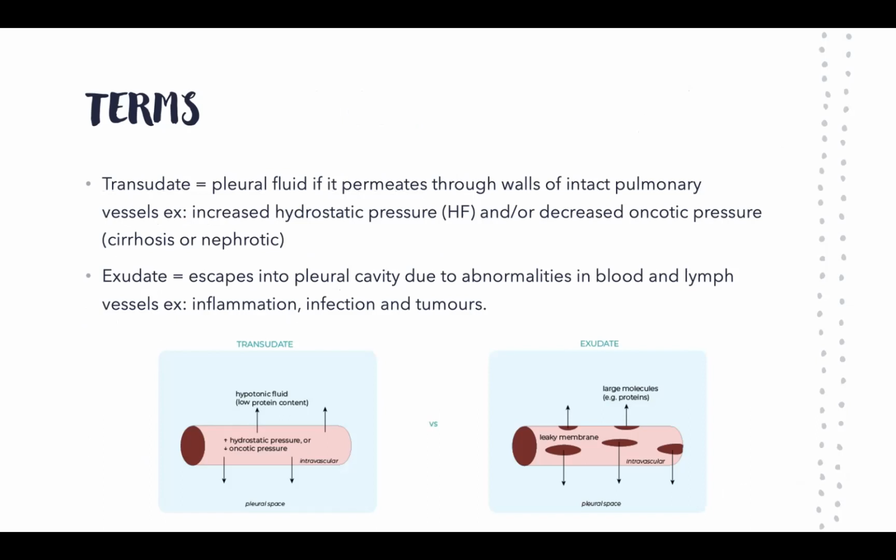So let's talk about the terms that we're going to be using today. There's transudate and exudate. So what is transudate fluid? This is pleural fluid that permeates through the intact pulmonary vessels. So the vessels themselves are fine, they're normal. There's a pressure problem that's causing the fluid to occur.